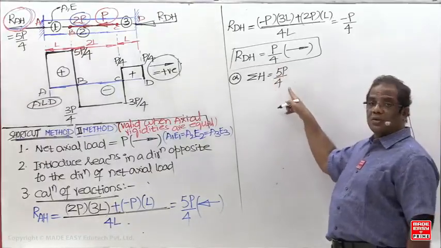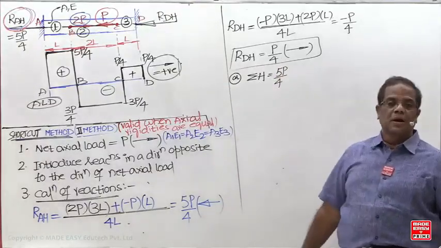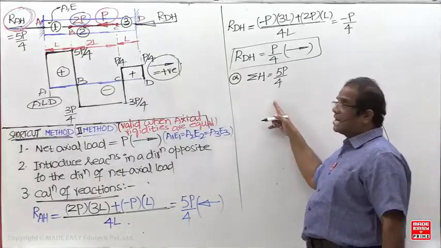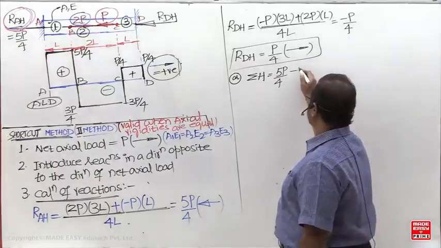What is the meaning of this? Now towards the left side I am taking positive. Somebody can take a negative also. Since I have taken towards the left side positive, towards the right side is negative.